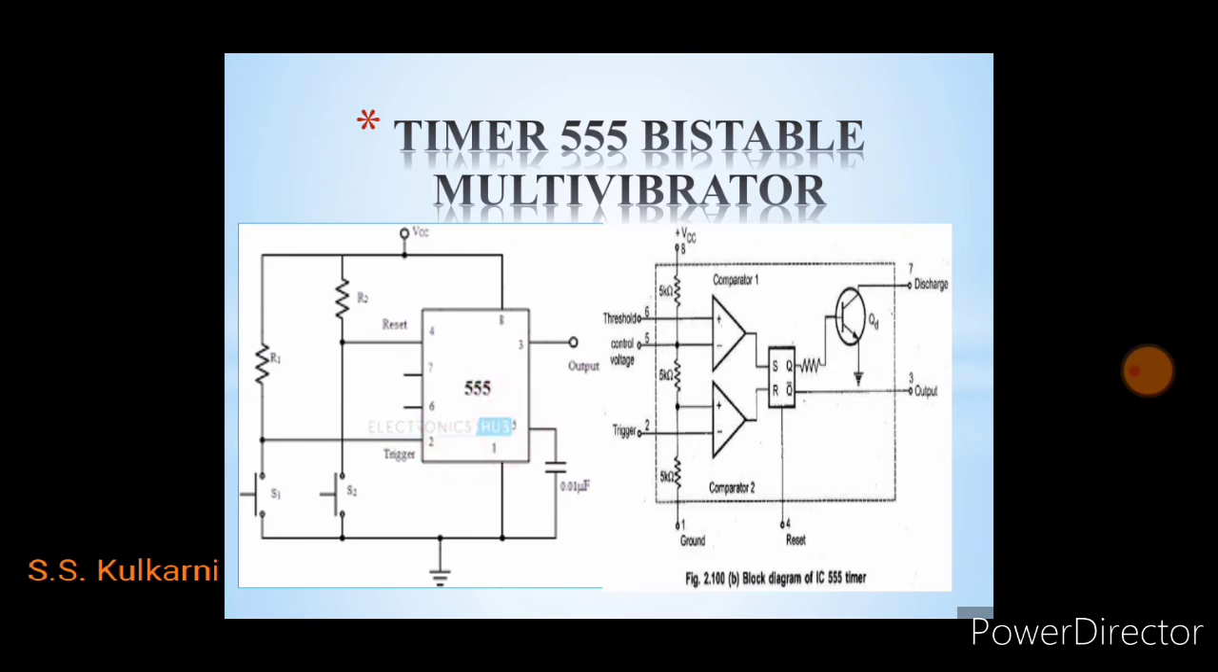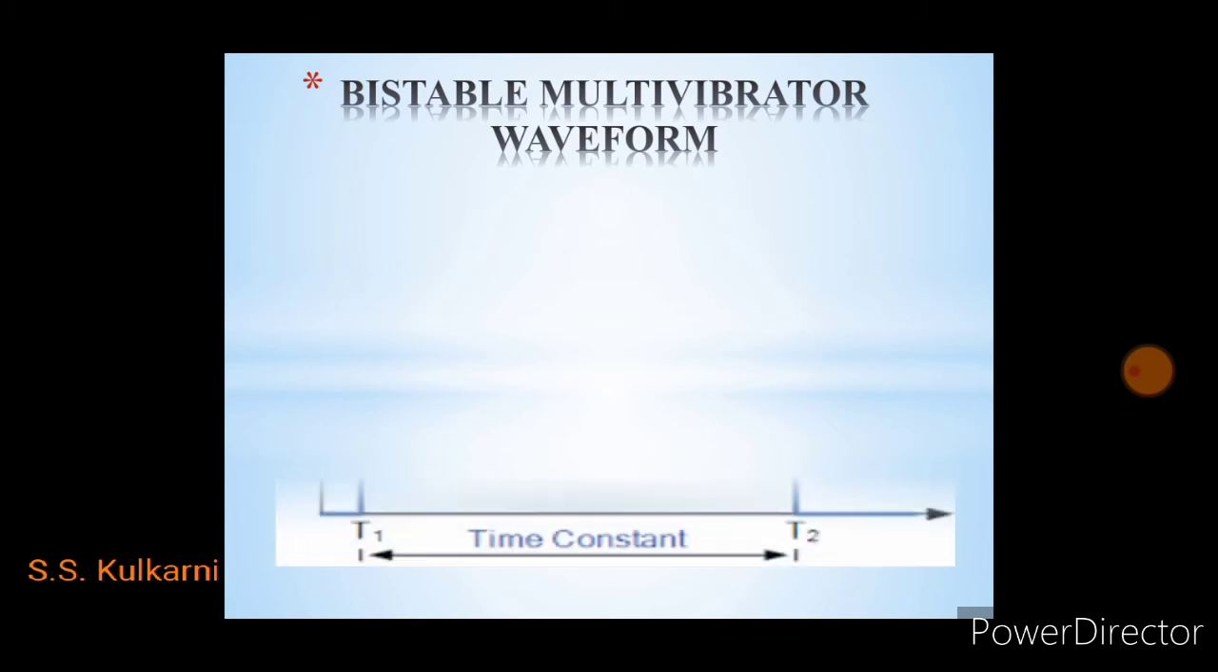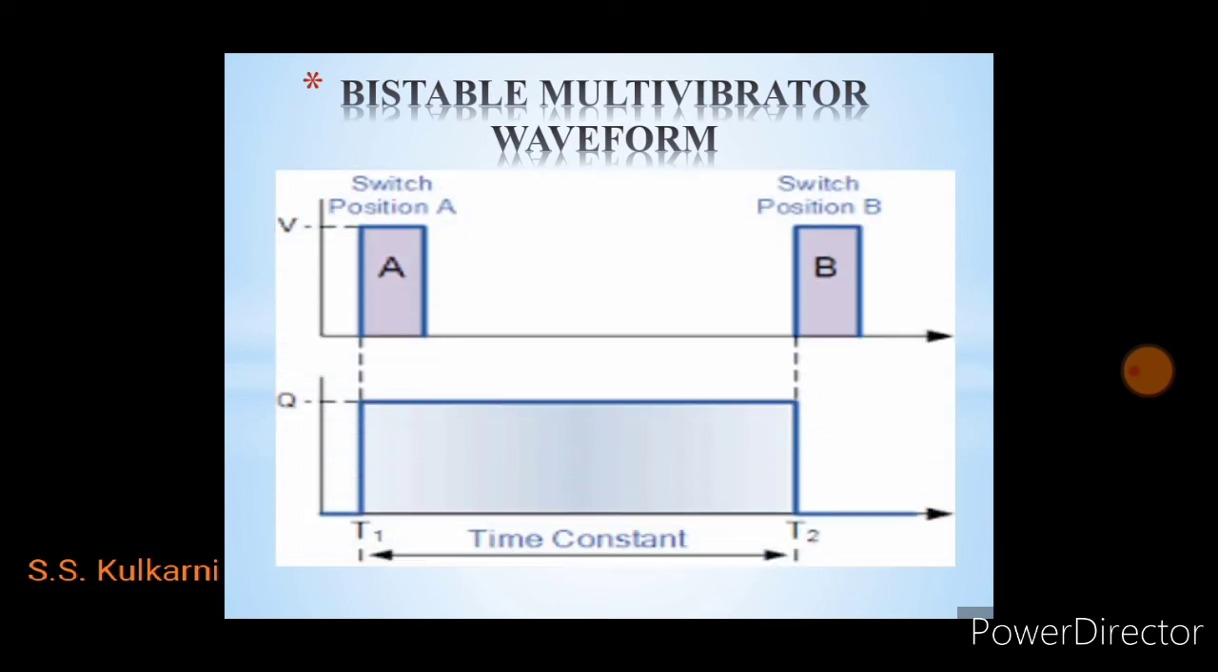So let us move towards the waveforms of bistable multivibrator. Here figure shows a bistable multivibrator. When the switch S1 is pressed, which is shown in the above figure, the voltage from VCC will bypass the trigger terminal and shorted to ground through the resistor R1. Hence, trigger pulse will momentarily go low and the output of timer at pin 3 will become high, which is shown in this figure during the switch position at A.